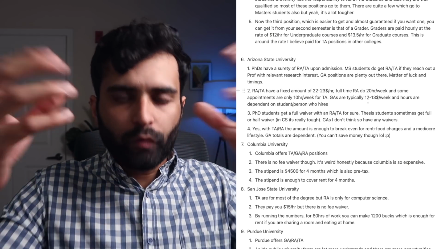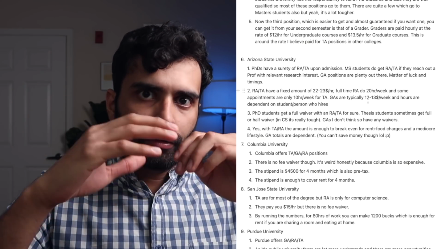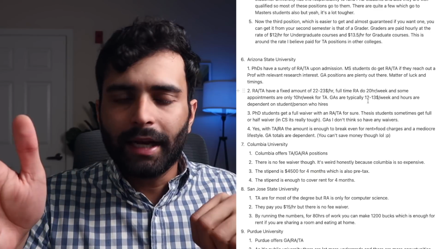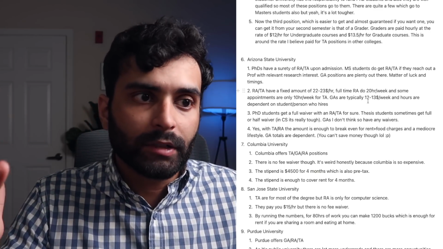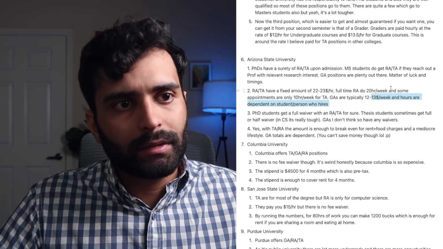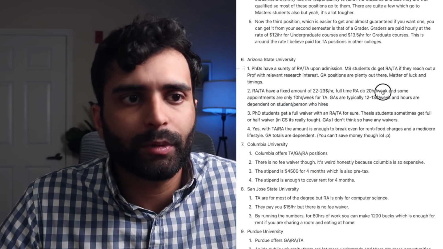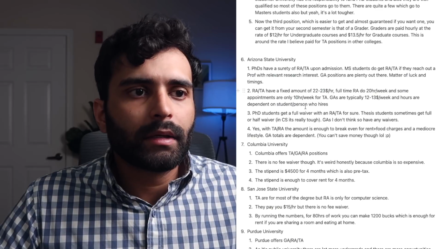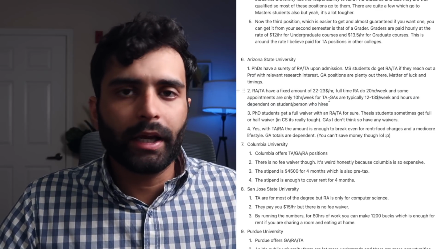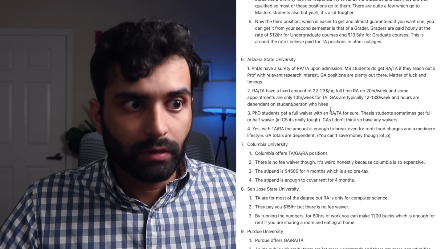A full-time RA is 40 hours for regular people, for American people, whereas in the international case, you can only work 20 hours per week. So that is a half-time RA, which is 20 hours per week. And GAs are typically $12 to $13. So if you're an RA/TA, you're making more, whereas as a GA, you're making less.